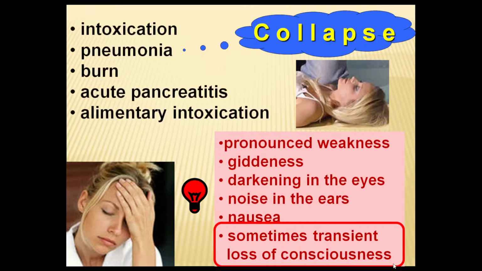Collapse usually appears in patients with intoxication, pneumonia, after some burns, and maybe after some severe diseases such as acute pancreatitis, any intoxication. In other words, collapse is characteristic for groups of patients who were on a strict bed regimen, and when the regimen is widened, the patient should gradually get up, not suddenly as in completely healthy people.